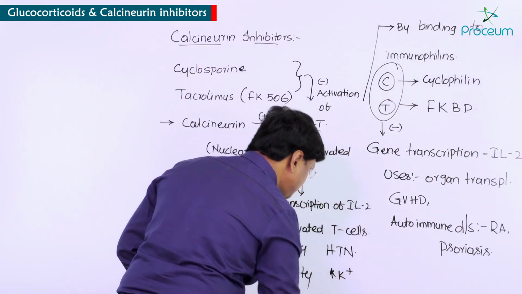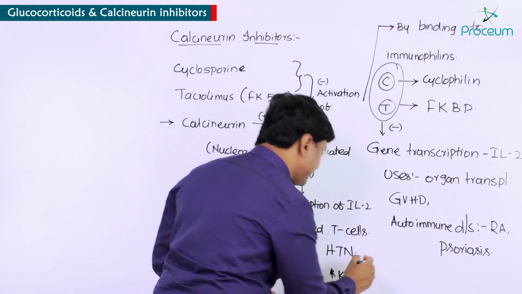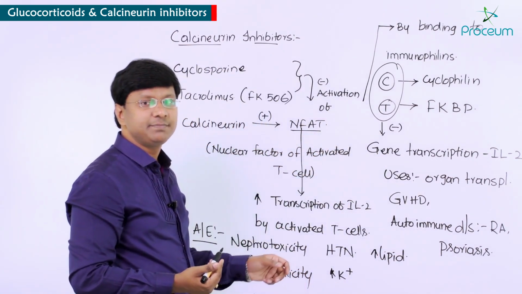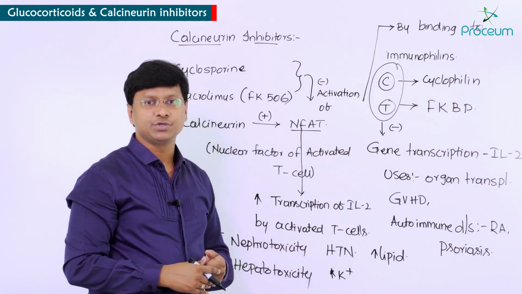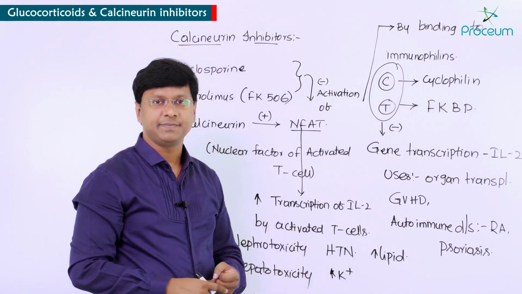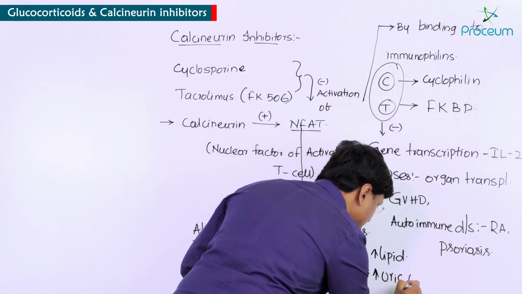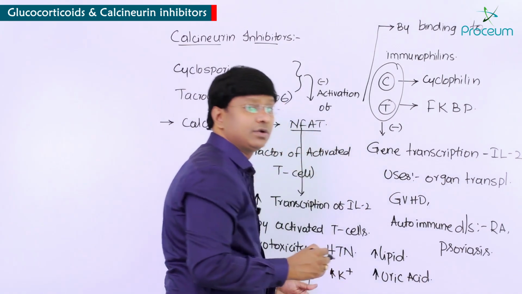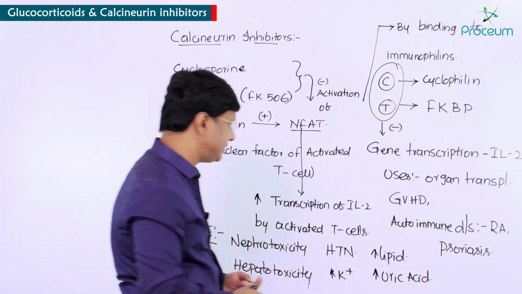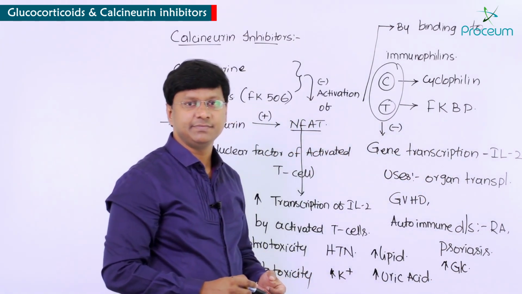Because of the renal impairment, these drugs can cause hyperkalemia because the potassium has to be excreted through the kidney. Apart from this, because of the renal failure, there can be hyperlipidemia as well, because in patients with renal failure there is inactivation of the lipoprotein lipase, and thereby the lipids are not being degraded. There can also be an increase in uric acid, so hyperuricemia, because uric acid also has to be excreted through the kidney, and these drugs will also cause hyperglycemia.